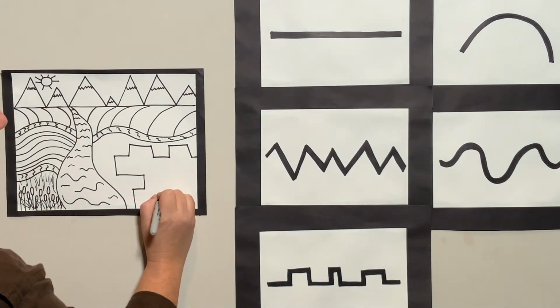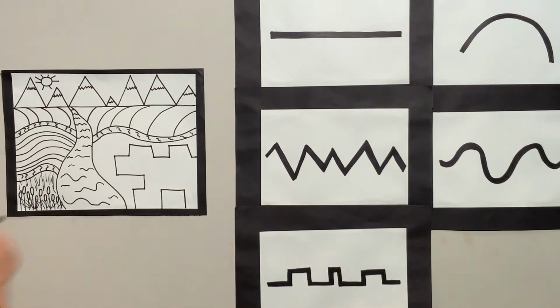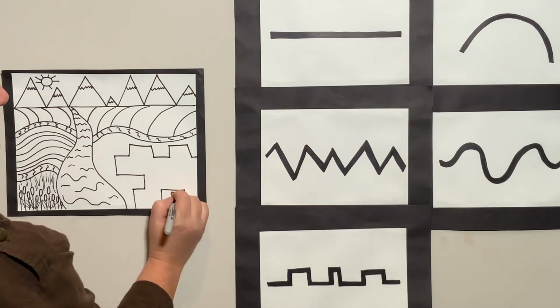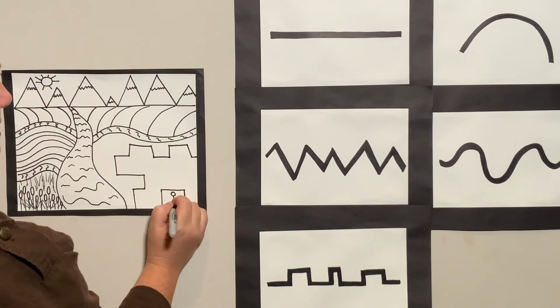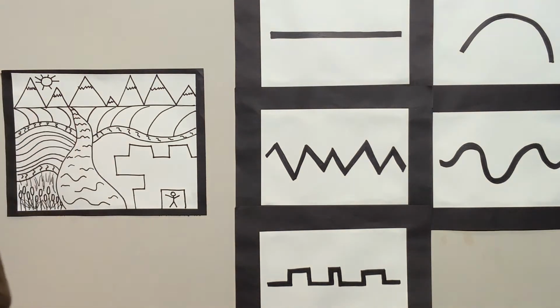Now let's use some straight lines and kind of make like an entrance way into the city. Let's go ahead and put someone standing there. Let's just make some stick people with the circle head, the body, 2 legs, and 2 arms. We're gonna make some stick people today.